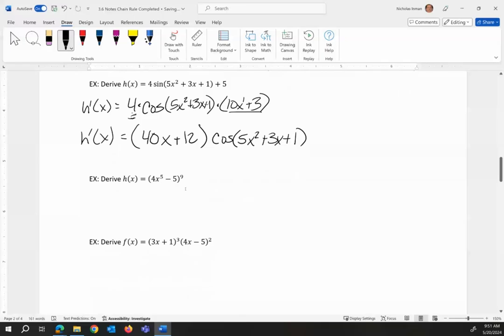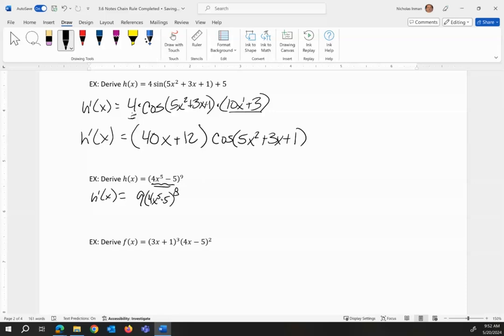All right, so a couple more examples. Next up, we have h of x is this. So to do the derivative h prime, well, this stuff is inside of a 9th power. All right, so it's a power rule. The 9 comes down in front, and we reduce by 1. The stuff inside just stays.